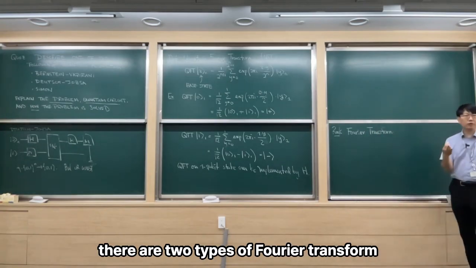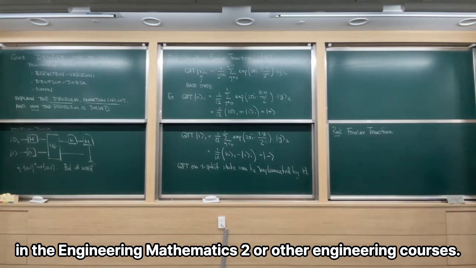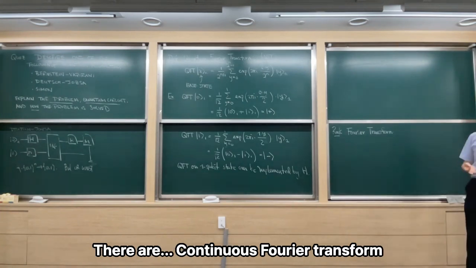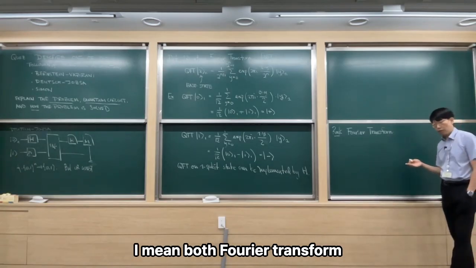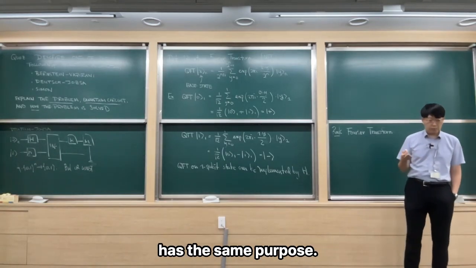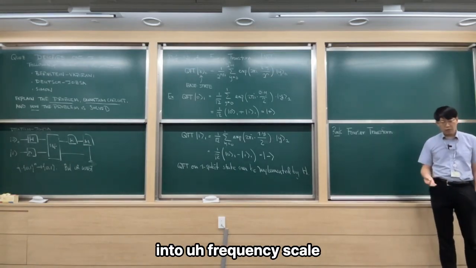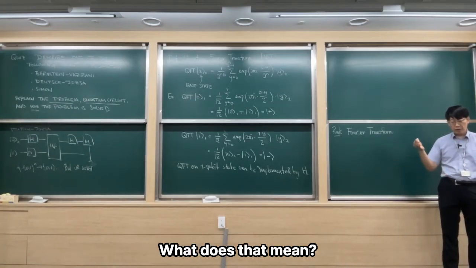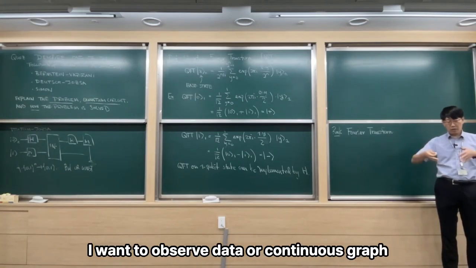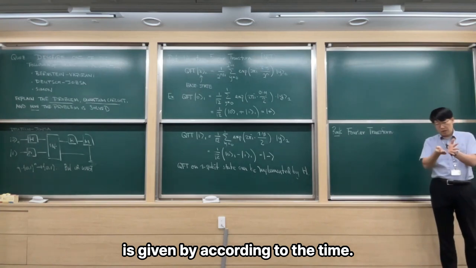There are two types of Fourier transform, if you recall any material from engineering mathematics 2 or other engineering courses: the continuous Fourier transform and the discrete Fourier transform. Both have the same purpose. They change your time scale into a frequency scale, in other words, time space to frequency space. What does that mean? I want to observe data, or a continuous graph, and suppose that graph is given according to time.